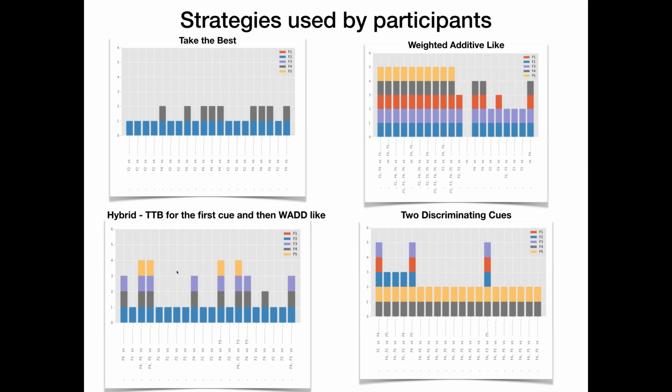The second one on the top right is a weighted additive model like strategy, where the participant looks at all the cues and then weights them by their importance and uses this to make their decision. These are the two most talked about strategies in the literature.